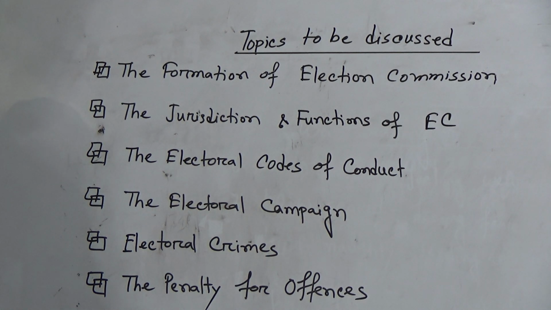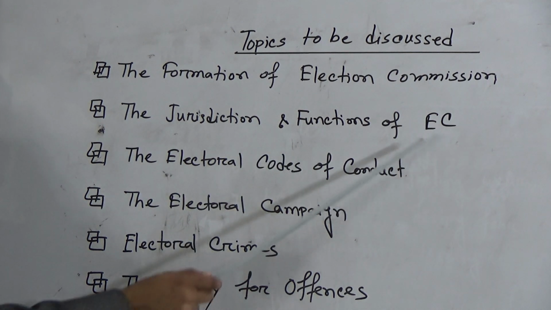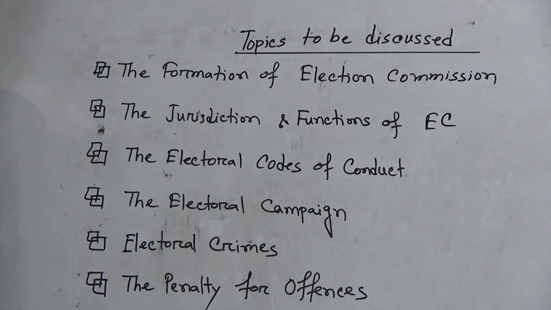Next, we will discuss the jurisdiction and functions of the EC. EC means Election Commission. The Election Commission makes the voter list and all the necessary arrangements for holding elections at local government and national levels. If any dispute arises regarding the voter list or other terms, the commission will resolve it. This is the most important responsibility of the Election Commission.